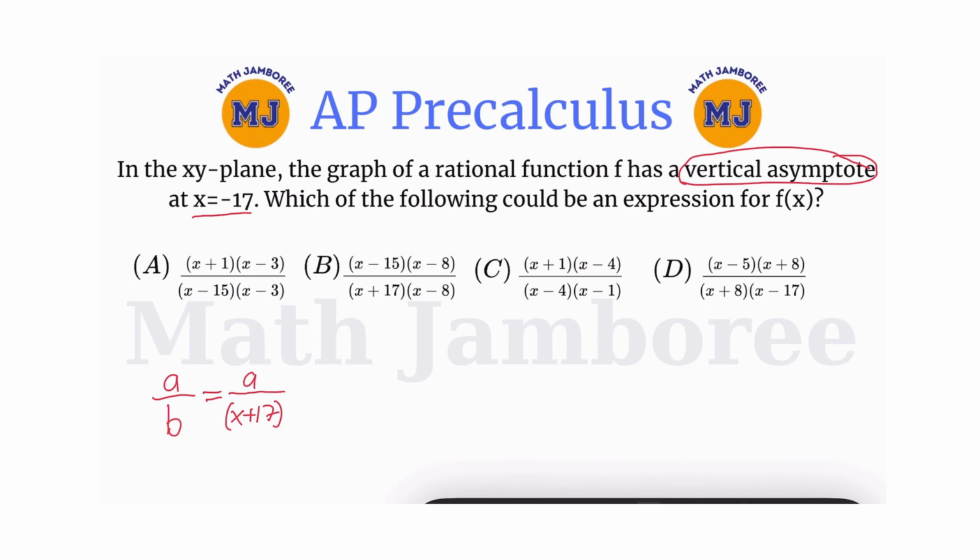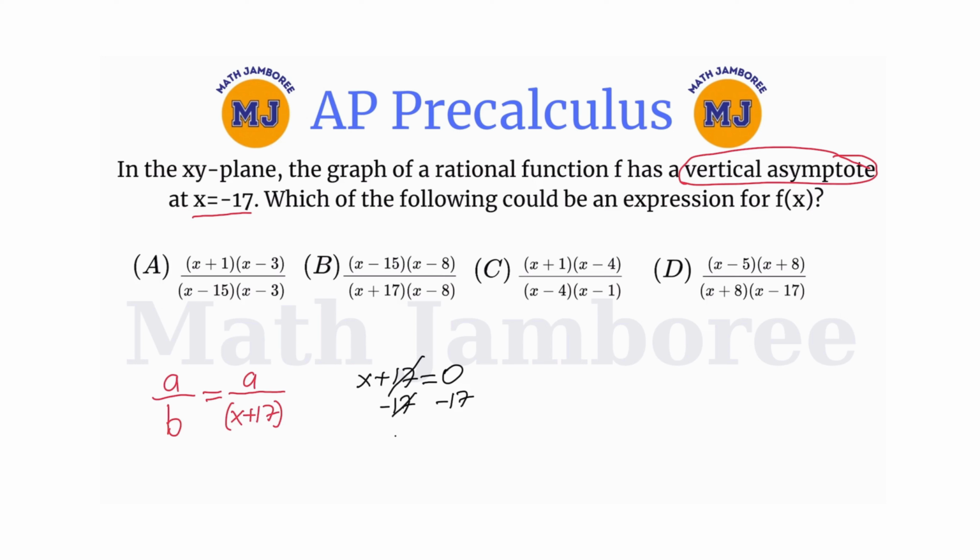Why is that so? Because when you solve x plus 17 for 0, you will take away 17 from both sides, and x becomes 0 minus 17, which is negative 17. Isn't it what we are given? Yes, x equals negative 17. Therefore, you must have x plus 17 in the denominator.